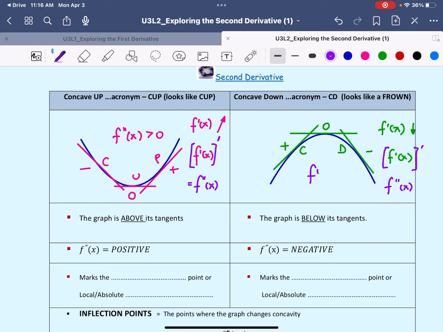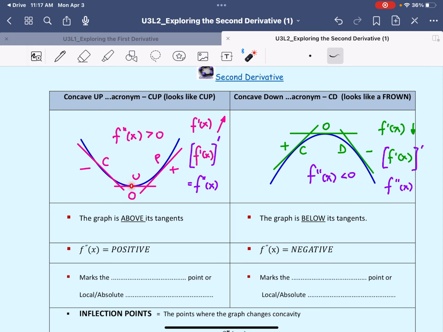So f double prime x is negative. And again, in a similar way, I remember this connection by thinking that since the cup is down, then it cannot hold anything inside it. So f double prime x is negative.